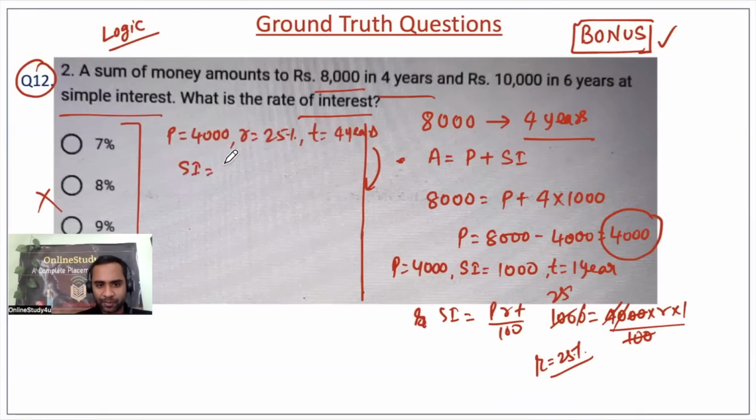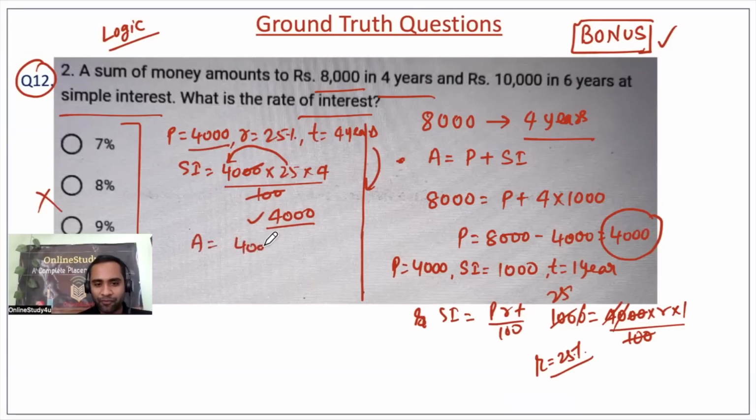So simple interest will be 4,000 into rate 25%, time 4, divided by 100. 25 into 4 will be 100, so 1,000 into 4, 4,000 rupees, right? So simple interest is 4,000 and principal is 4,000. So your amount will become 4 plus 4, that is nothing but 8,000. Yes, sir, your logic is now correct, right?